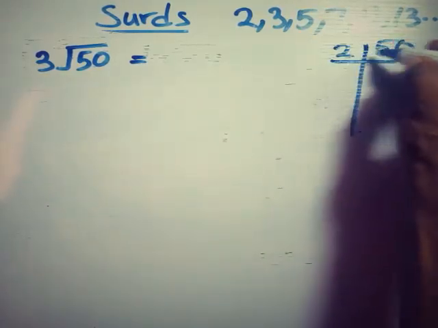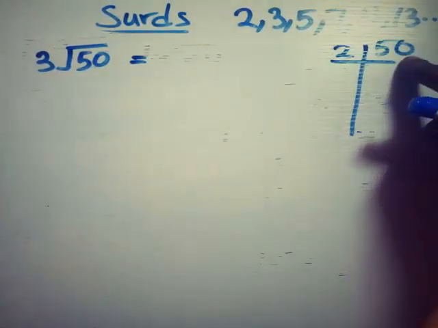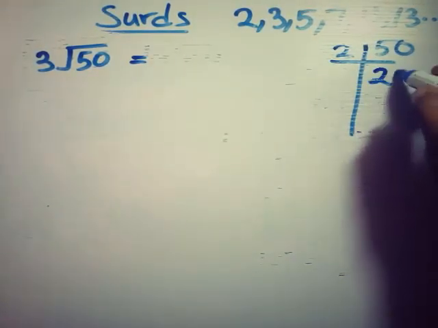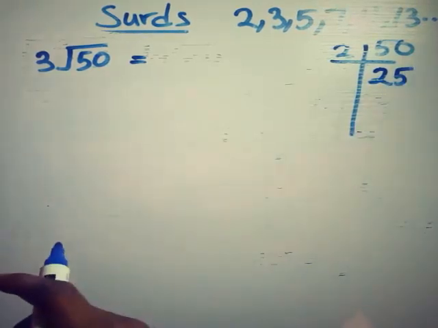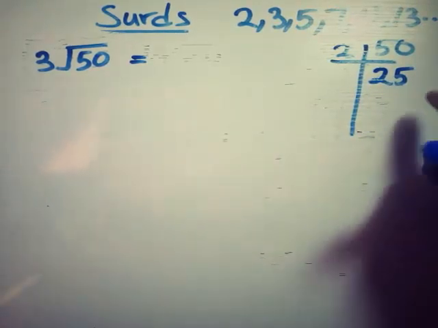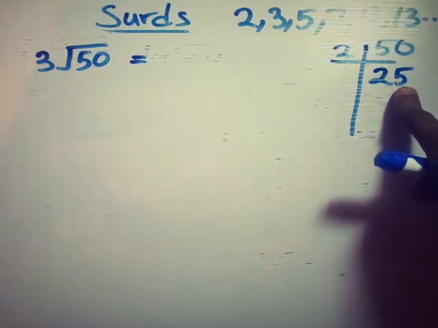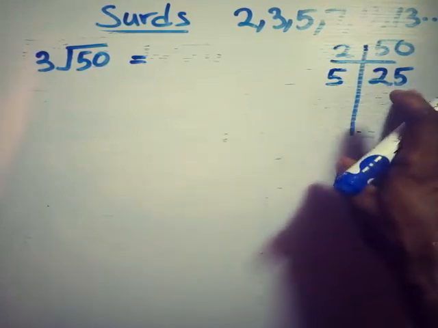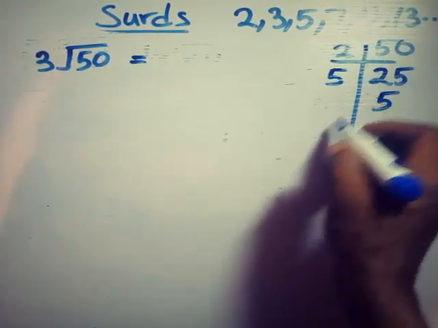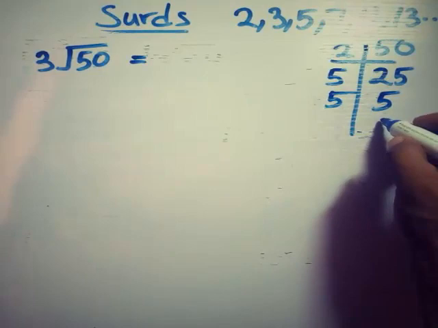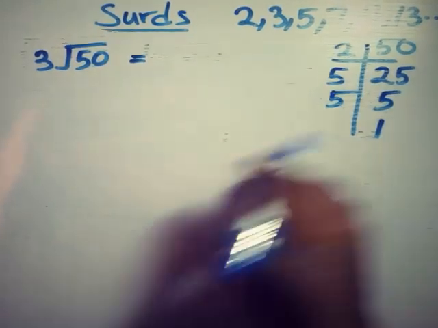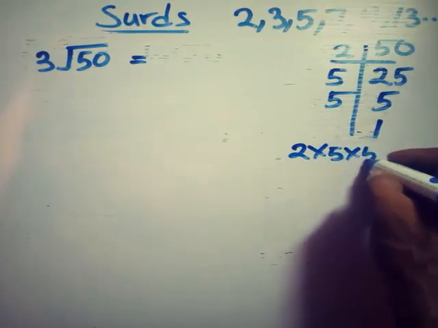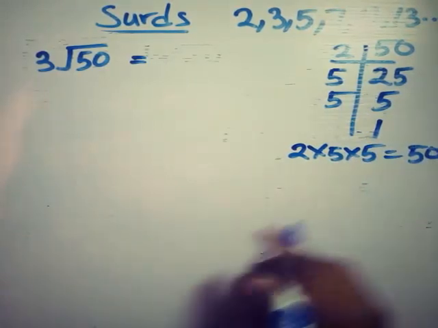Let me use 2 to divide 50. My number is ending with 0, so 2 can divide it. 2 divides 50 gives me 25. The next number to use now is 5 because 5 ends this number, so 5 can divide 25. So I have 5. 5 divides 25 is 5. 5 divided by 5 is 1. So the factors of 50 include 2 times 5 times 5, which gives me 50.